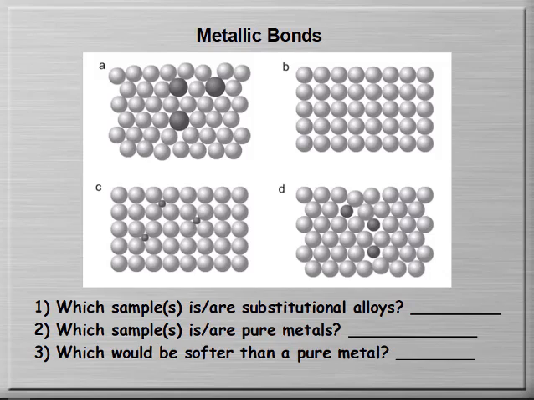So I'm going to pause the video and figure out which of these structures are substitutional alloys, pure metals, and which ones would be softer than the original metal. So substitutional, we're substituting metals, so that would be A and D. Pure would be B. And then softer would be A. C would be the interstitial alloy, because notice that we have some of the holes filled.